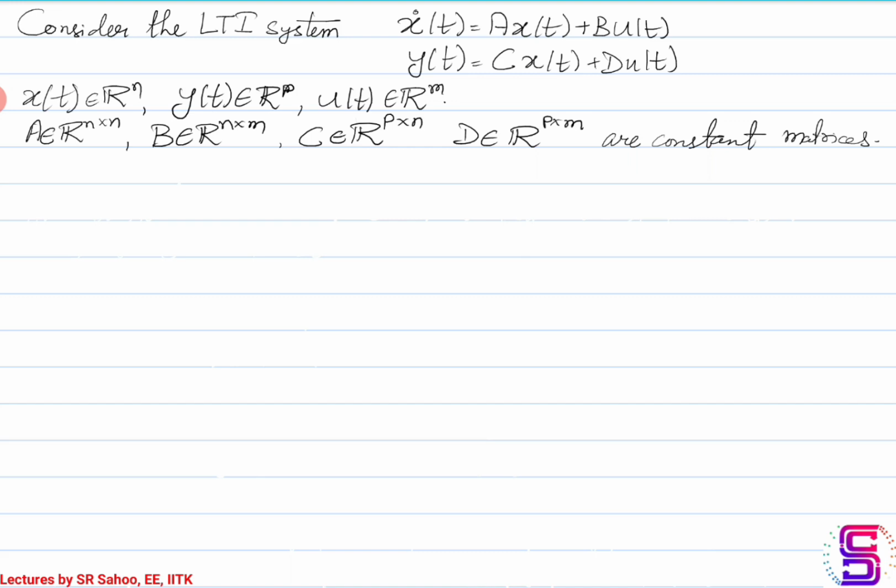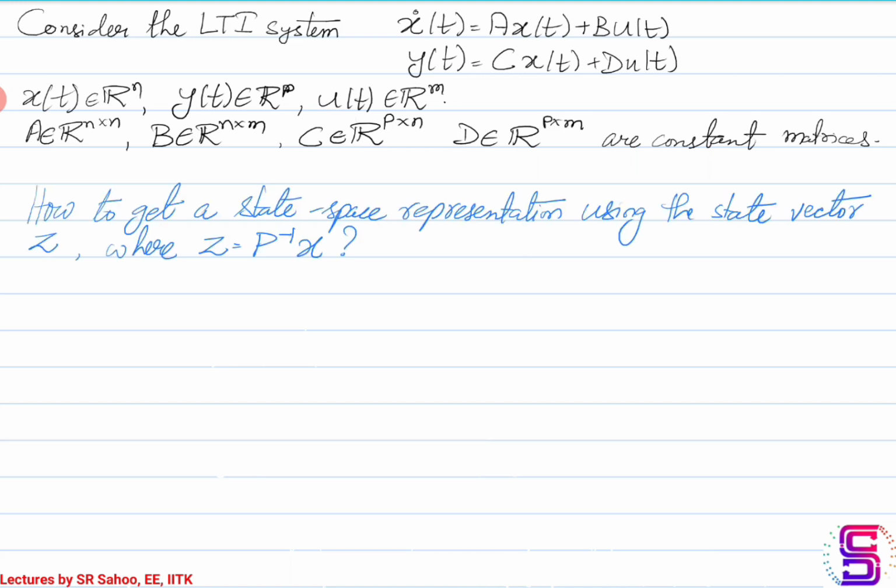Okay. So consider this LTI system, x dot equal to Ax plus Bu, y equal to Cx plus Du, where A, B, C, D are constant matrices. This is an nth order system with m inputs and p outputs. Now the question is how to get a state space representation using the state vector z, where z is related to the state vector x through an invertible matrix P, given as z equals P inverse x.